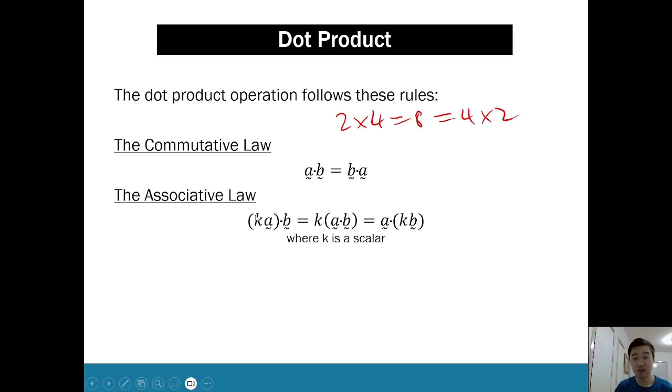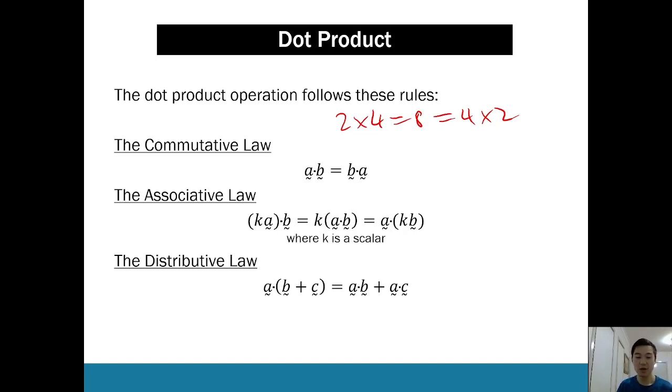We also have the associative law, which basically means if we have a scalar k, it can be multiplied with a first, before you do the dot product with b, or you can just multiply it directly to the dot product of a and b, or you can multiply it first to b before taking the dot product of that with a. It doesn't matter. You can just move around the scalar, it will still work.